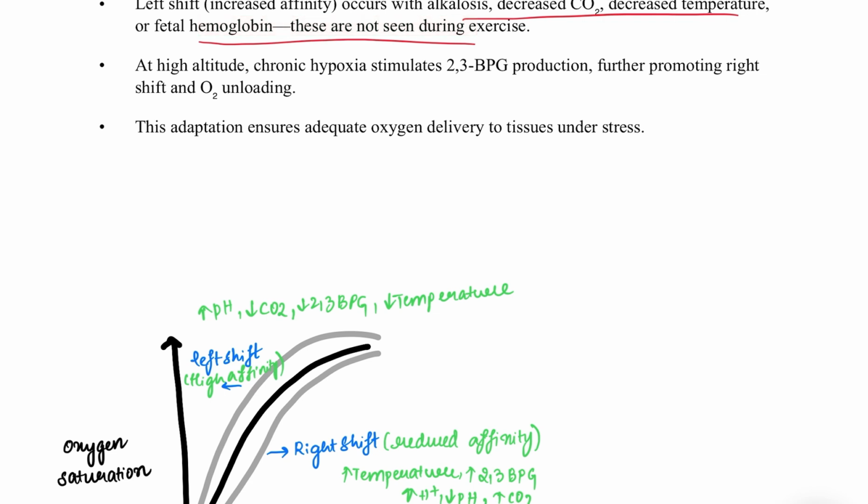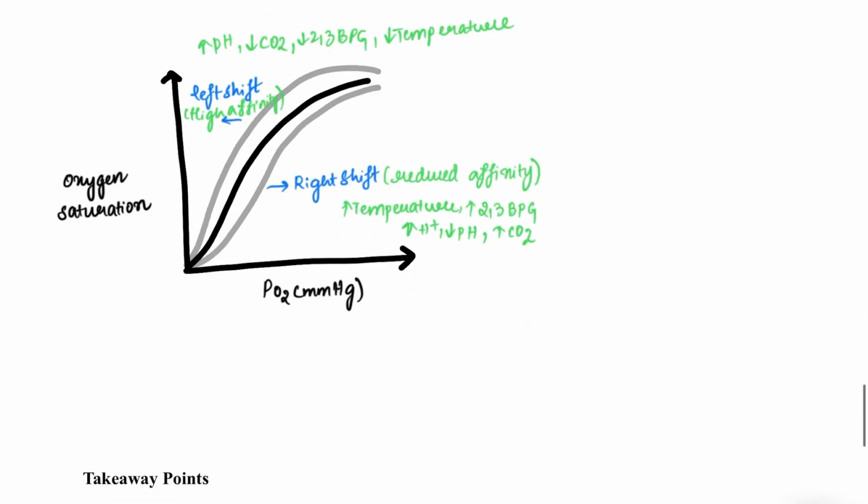And at high altitude and in chronic hypoxia, it will stimulate 2,3 BPG production, further promoting the right shift and oxygen unloading. So this adaptation ensures adequate oxygen delivery to the tissues under stress.